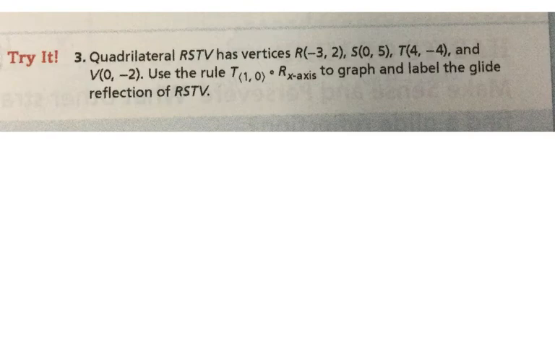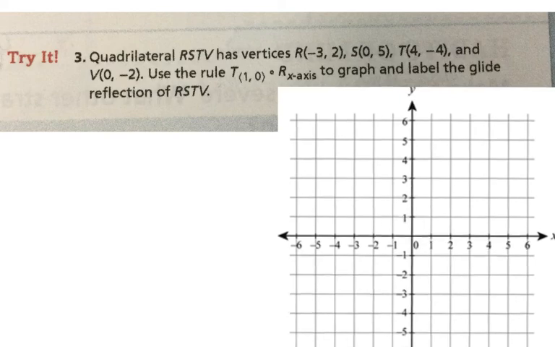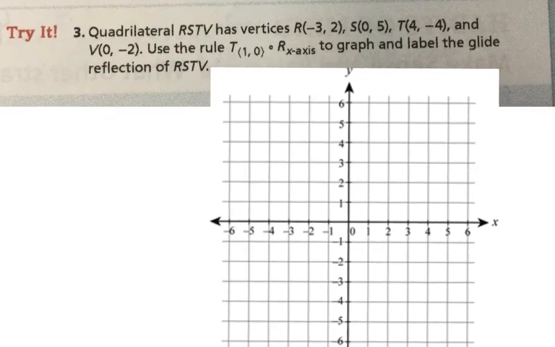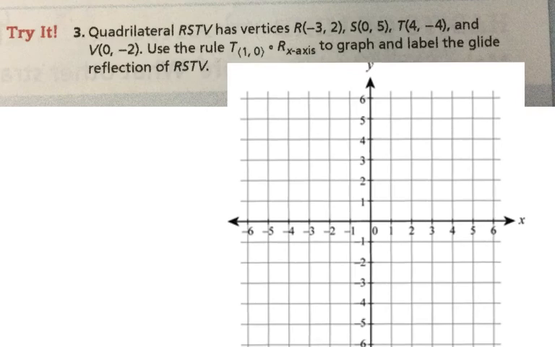Okay, so I'm going to graph this. So it tells me R is at -3, 2. So I'm going to go left 3, up 2. I'm going to put in R there with it. S is at 0, 5.